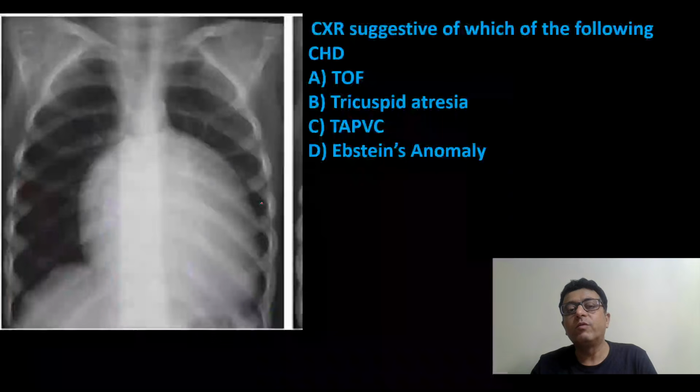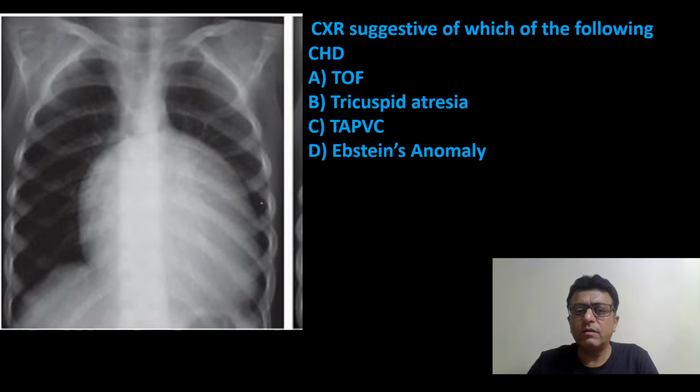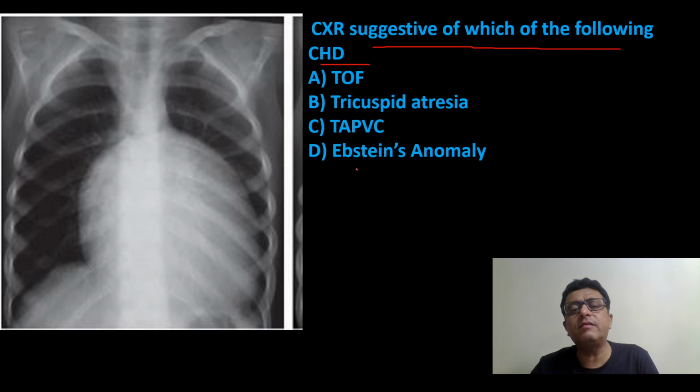This is an X-ray. Now, just 10-15 seconds, it is always an image based question. First concentrate on the image. X-ray suggestive of which of the following CHD? Is it TOF, tricuspid atresia, TAPVC, or Epstein anomaly? What are you anticipating in this X-ray?